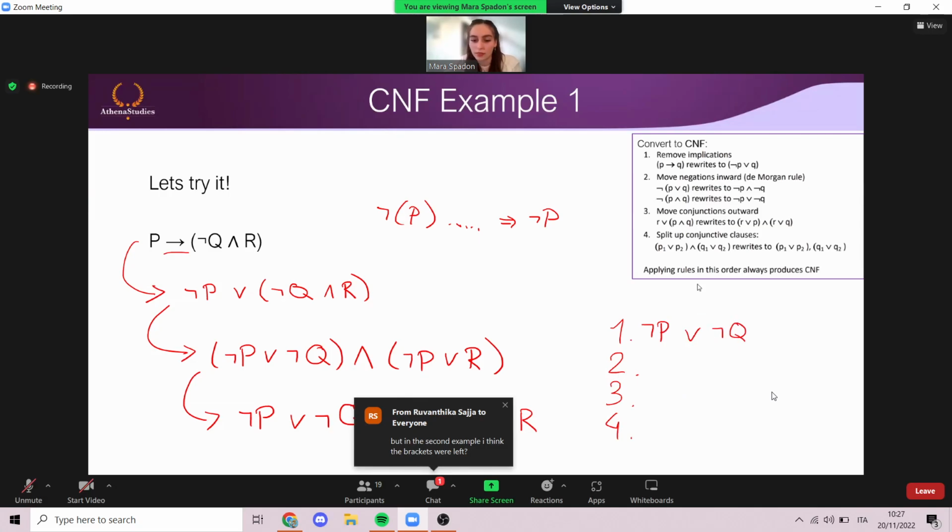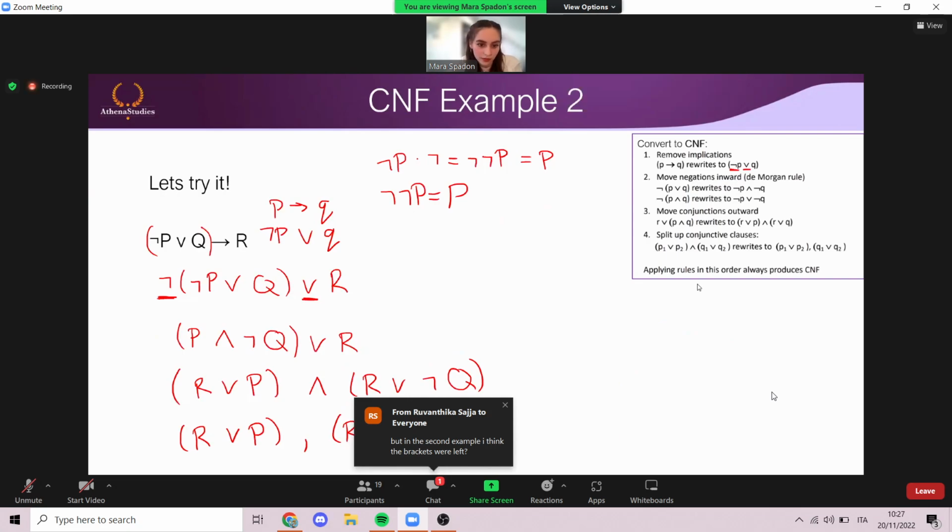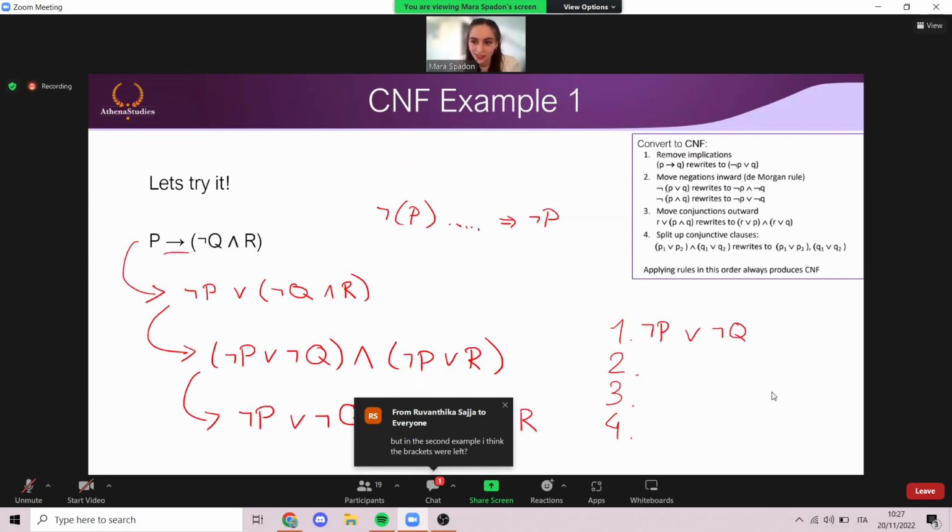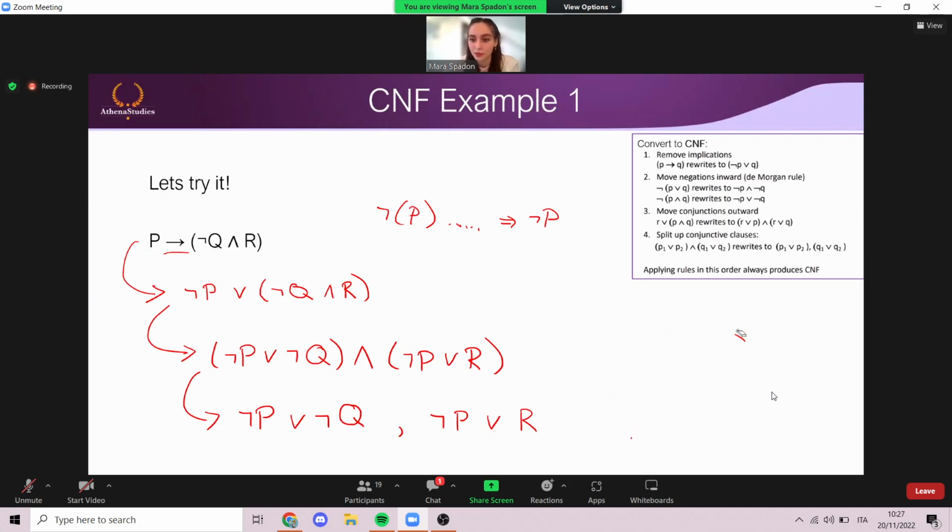In the second example, the brackets were left. Oh, you're right. Well, I don't think it matters that much, the brackets. Okay, great. I really don't think you will get points deducted.